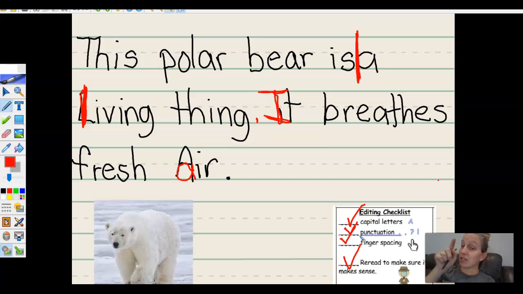On the next slide, press that blue arrow, and on the next slide, you are going to use the checklist to correct some sentences.